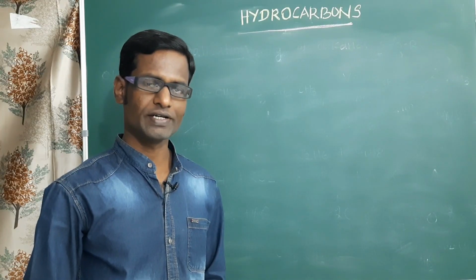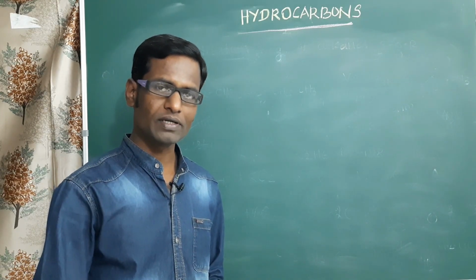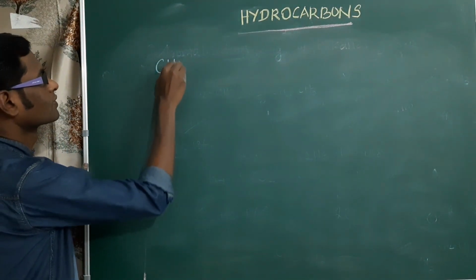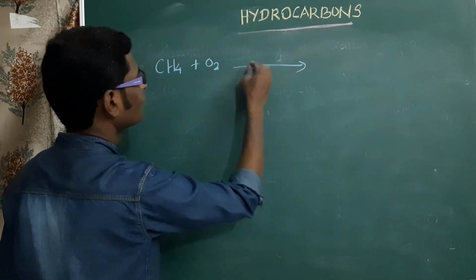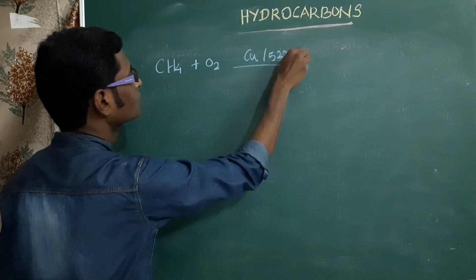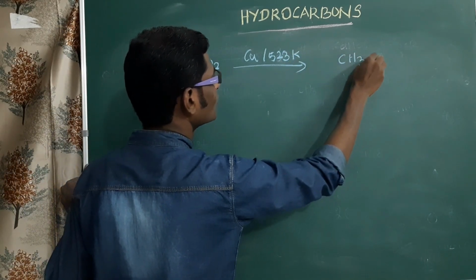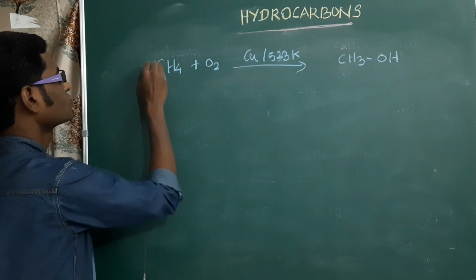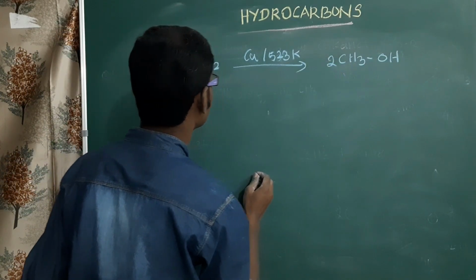Next is oxidation reaction. Alkanes can be converted into different products depending upon the catalyst. Example, when methane is treated with air in the presence of copper at 523 Kelvin, methane will be oxidized into methanol. So 2 oxygen atoms are there, so we will take 2 molecules of methane and we will get 2 molecules of methanol.